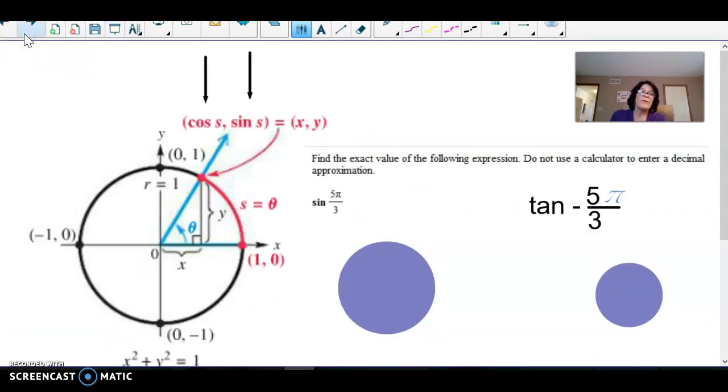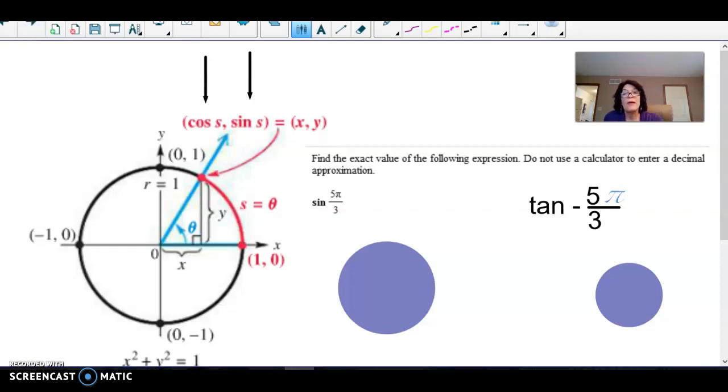All right. So they're going to be asking us, you can use your unit circle for a while, and then I am going to take it away. Okay. But find the exact value. Try not to use a calculator. Sine of 5 pi over 3. What I think of is pi over 3. I know that the sine of pi over 3 is square root of 3 over 2.